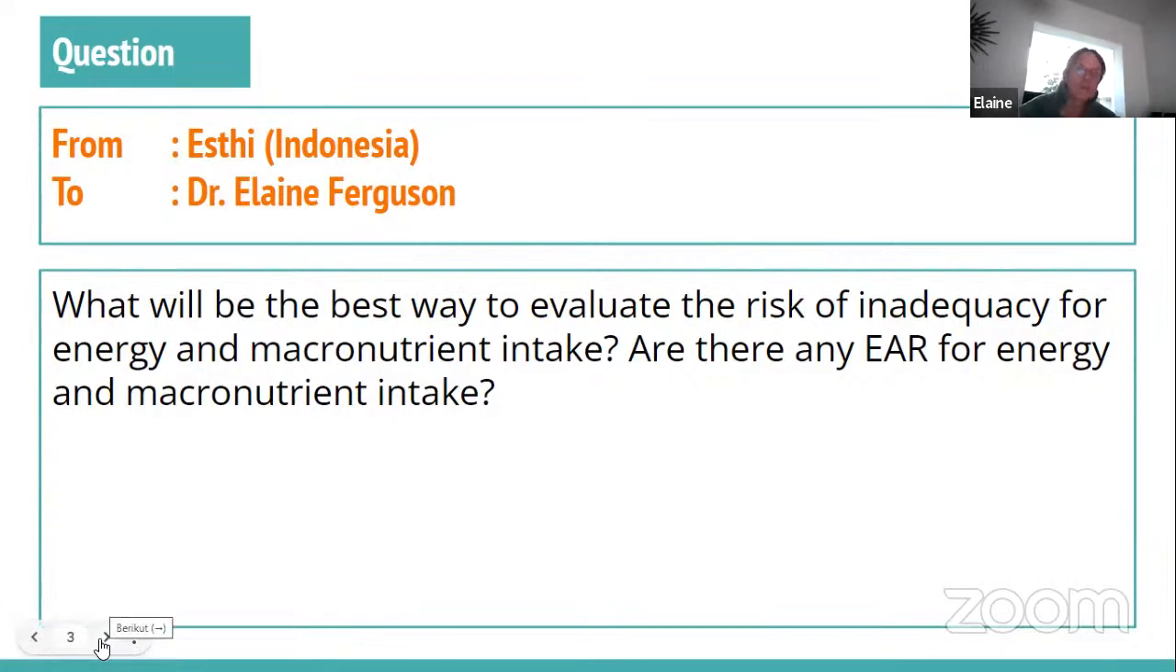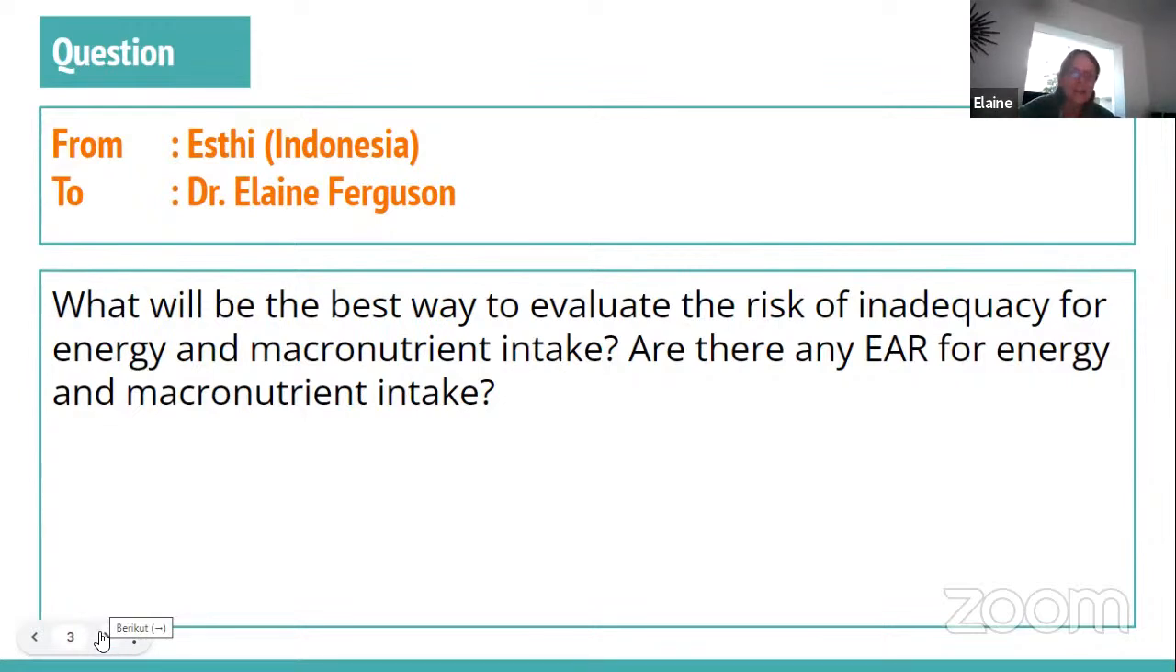And so for protein, you do have an estimated average requirement, and it's quite a well-established requirement for protein. It's one of the better ones; the data underlying it are stronger than for some of the other nutrients. And so even the variability within the population is quite well known for protein. So for protein you can. For energy, no.